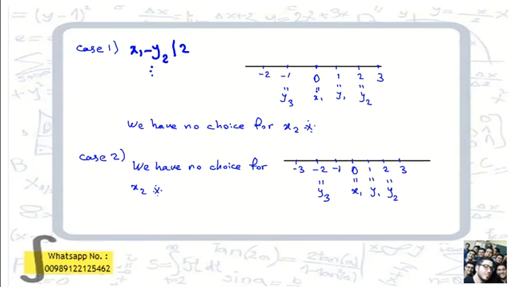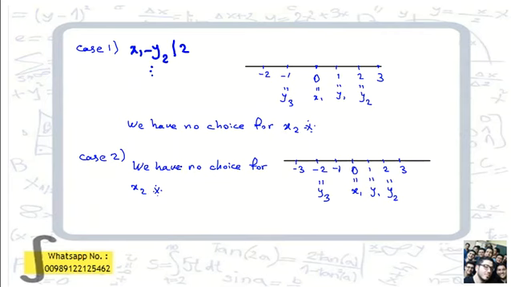So let's check. x1 is here. Now let's check x2. If we check 3, then look, 3 minus minus 1 is 4, doesn't divide 2. If we select 4, all of them are like this. If we select minus 2, minus 2 minus minus 1 would be minus 4 and doesn't divide 2. So we don't have any choice for x2.